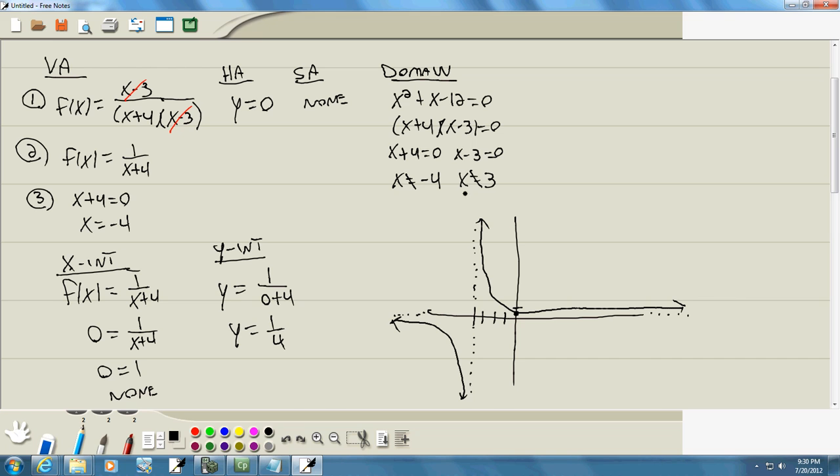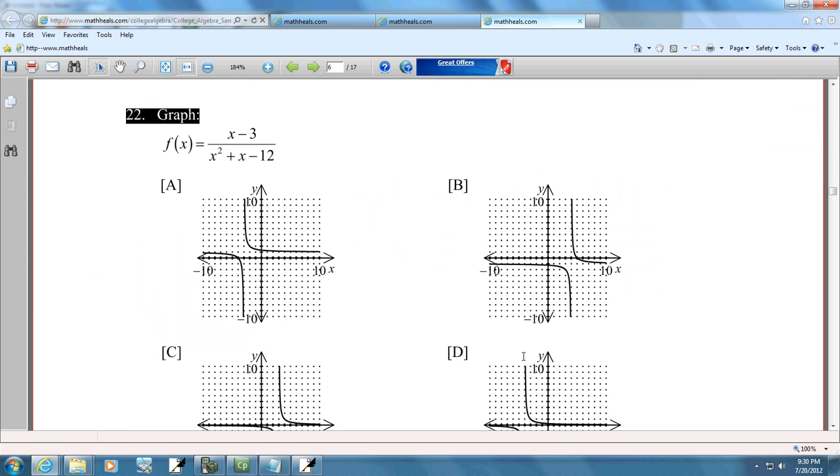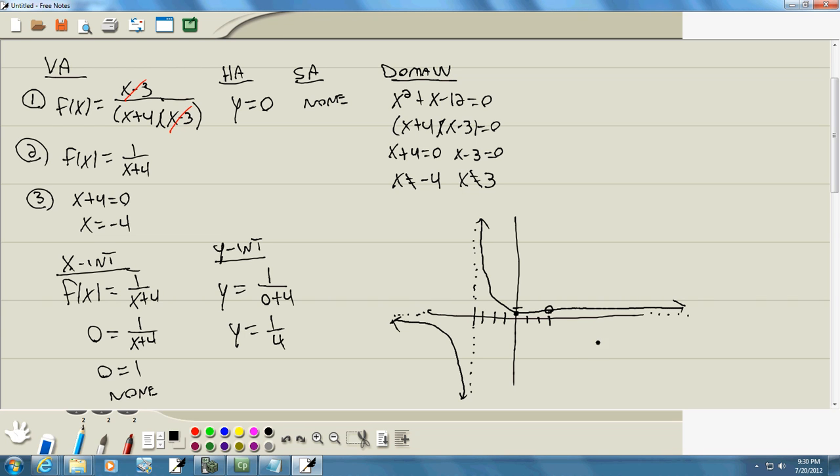Okay, now let's go back to our domain. We said negative 4, and we got a vertical asymptote of negative 4, so obviously the graph doesn't exist there. But at 3, over here at 3, we have a hole in our graph, so it doesn't exist there. Now that isn't really reflected in any of these graphs over here, so actually none of them are correct. But anyway, that's how you can do it by hand.